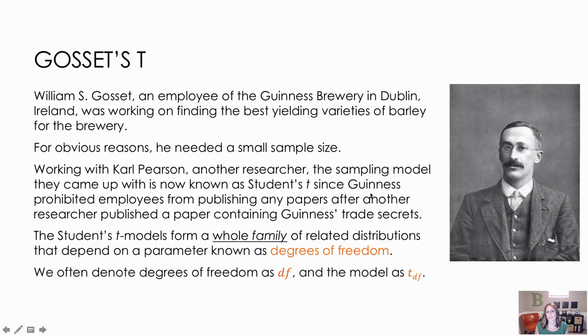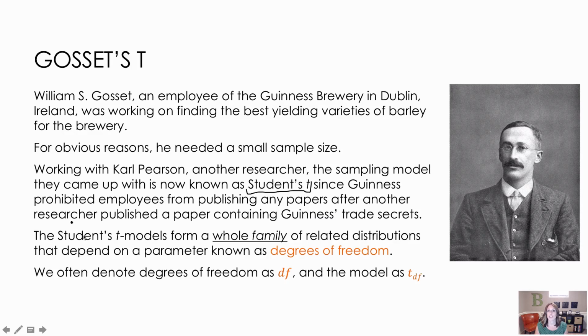They normally would name this Gosset's t, but Guinness had prohibited its employees from publishing any papers because some other guy who used to work at the Guinness Brewery published a paper containing their trade secrets. So unfortunately, Gosset was reduced to the pen name Student. So instead of Gosset's t, we call it the Student's t. Last week we used the normal model. This week we're using the Student's t model.